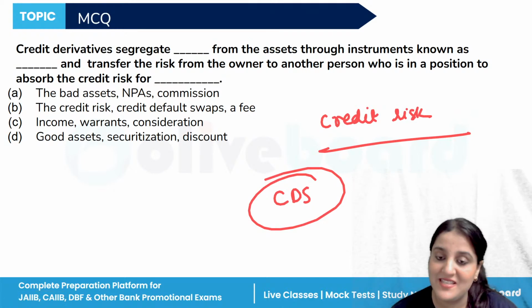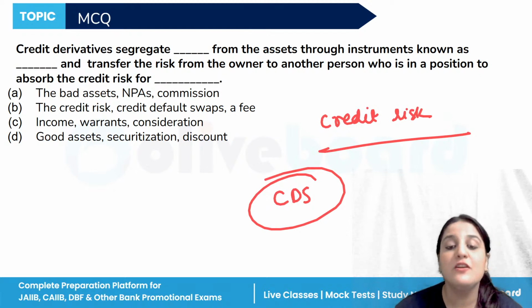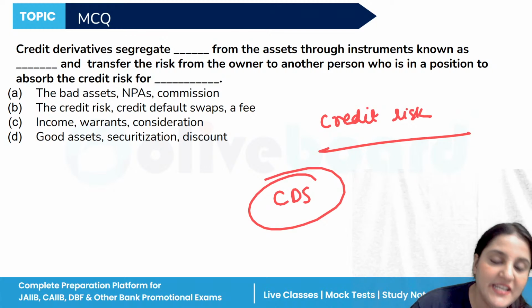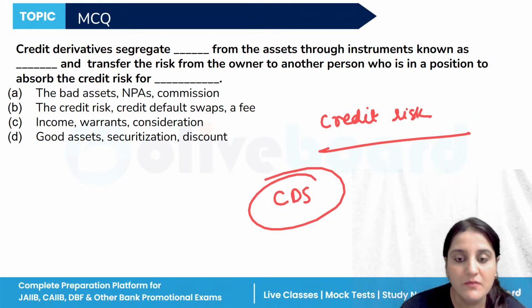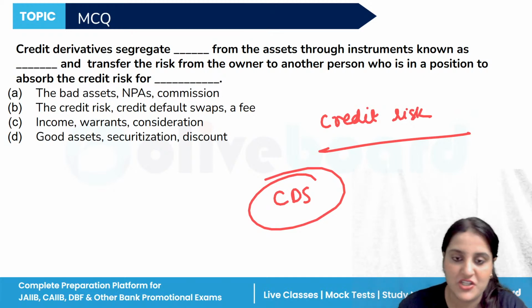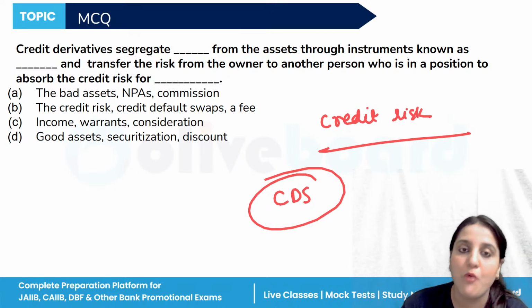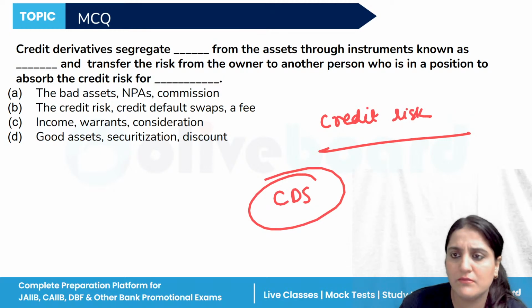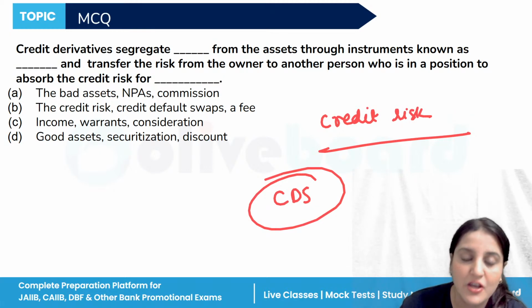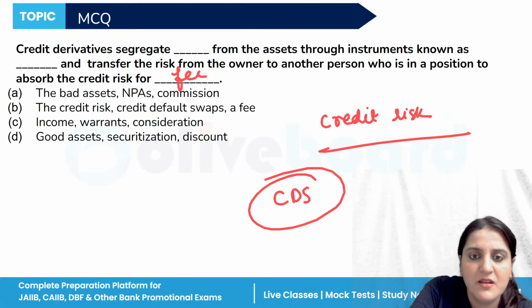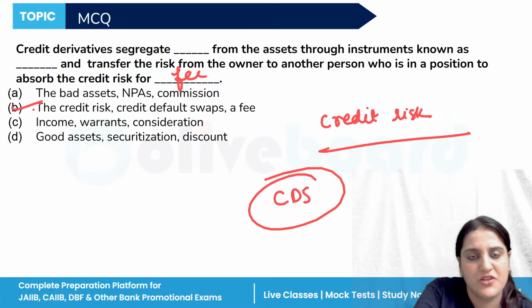A credit default swap is a contract between two parties where one party pays a premium to another party in exchange for protection against the default of a borrower or the bond issuer. It transfers the risk from the owner to another person who is in a position to absorb the credit risk for the fee. Obviously a fee is required, so option B is correct.